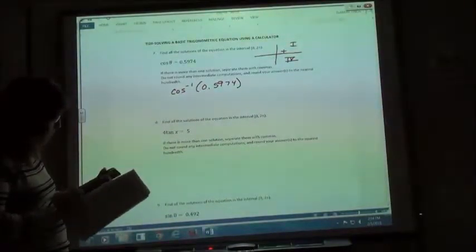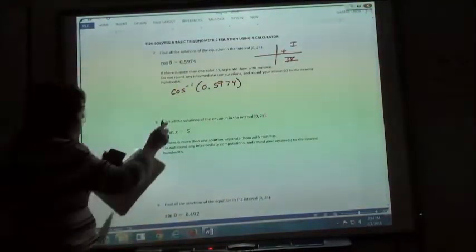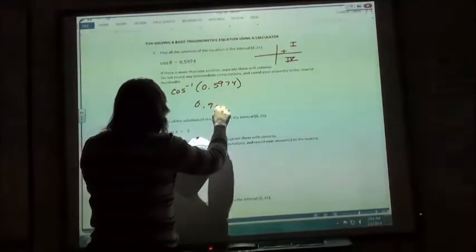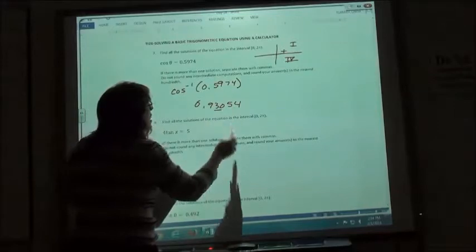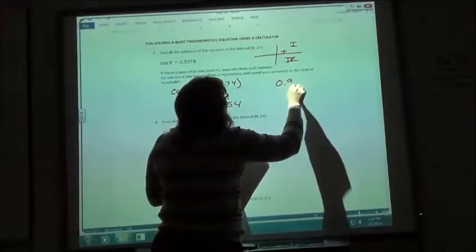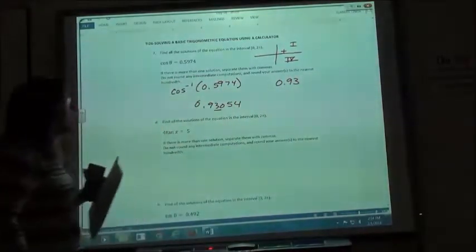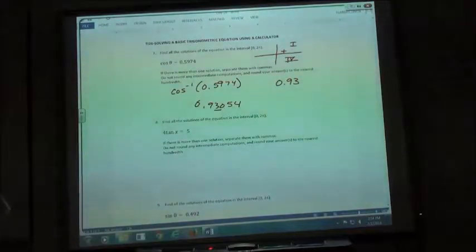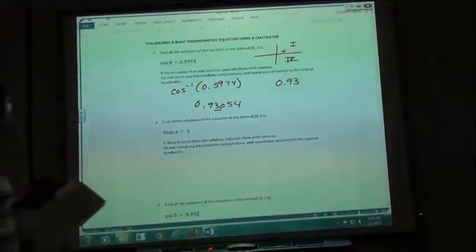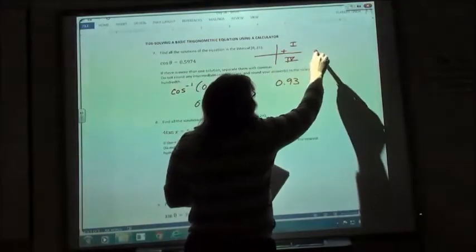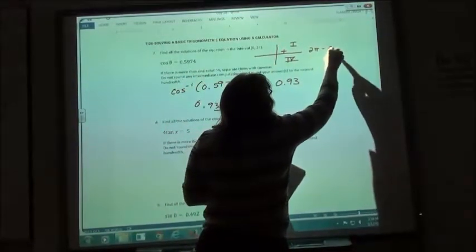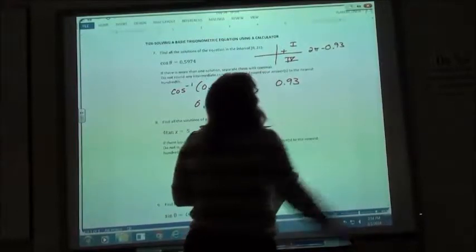0.5974 and hit equals. And I get 0.93054. We're rounding our answer to the nearest hundredth, so 0.93. 0.93 would be my answer for quadrant 1. I also want to find my answer for quadrant 4. So to find quadrant 4, I would have to take 2 pi minus 0.93.